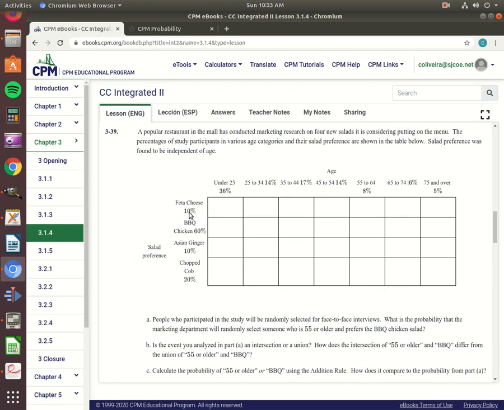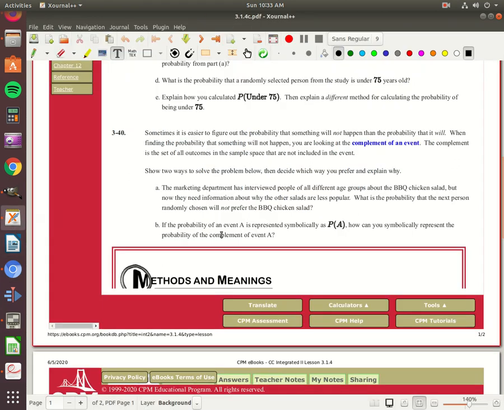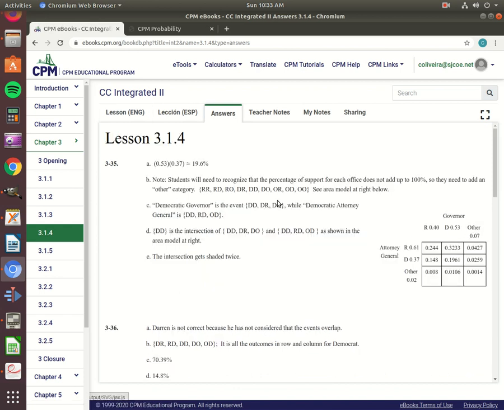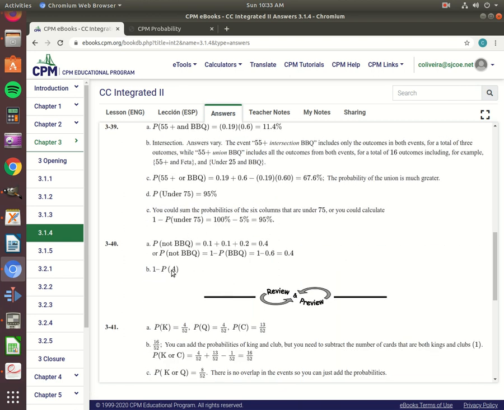Okay, so it's saying, what are the odds that someone would pick something other than a barbecue chicken salad? Well, if 60% of the people would choose a barbecue chicken salad, 100 minus 60 is 40. So 40% of the people would choose something else, right? And then if the probability of an event A is represented by P(A), how can you symbolically represent the probability of the complement? Well, we could say 1 minus P(A). We're just subtracting the probability of that event from 1. So no big deal when this thing unfreezes, we can go back and say, whatever the probability is, we'll just say 1 minus the probability of that event, and we'll be done.